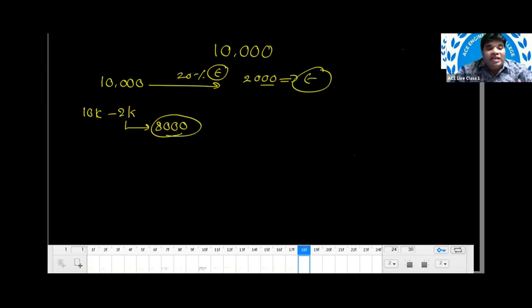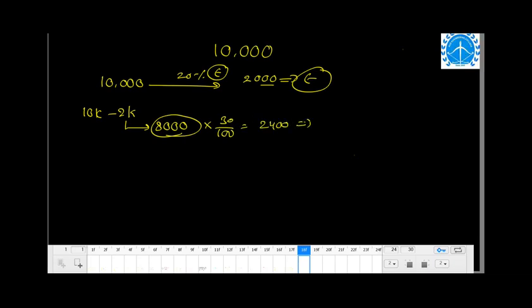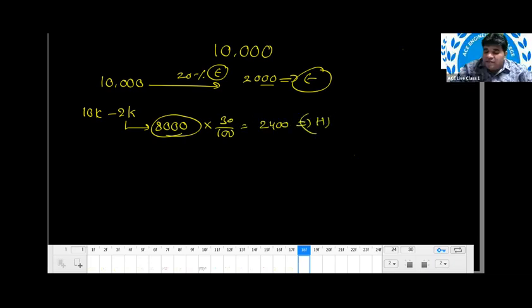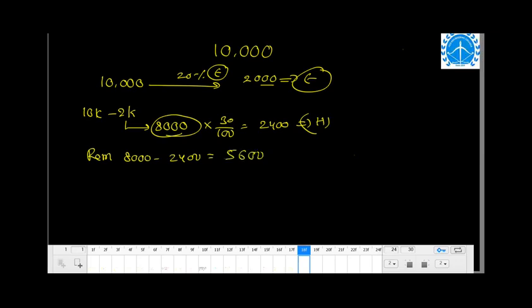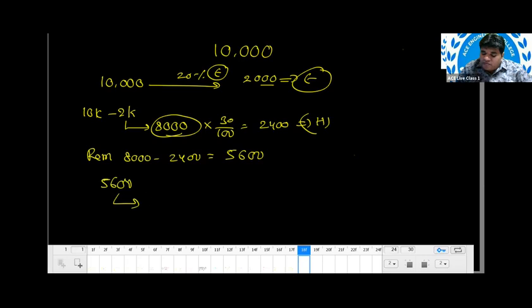Whatever remains is equal to 100% every time. So what is the remaining value? The value is every time 100%. So in 8,000, 30% we calculate. 30%, what is the answer? 2,400. This 2,400 belongs to the Hindi books. So again, what are the remaining books? 8,000 minus 2,400 is 5,600.